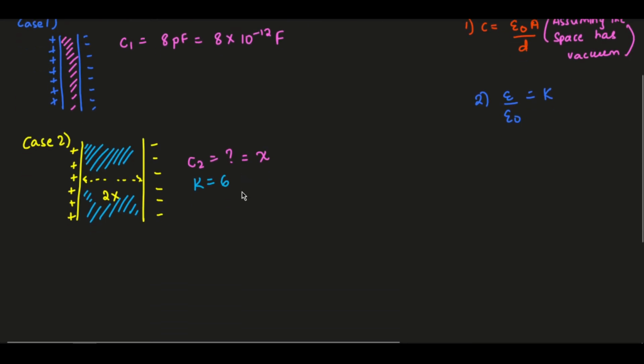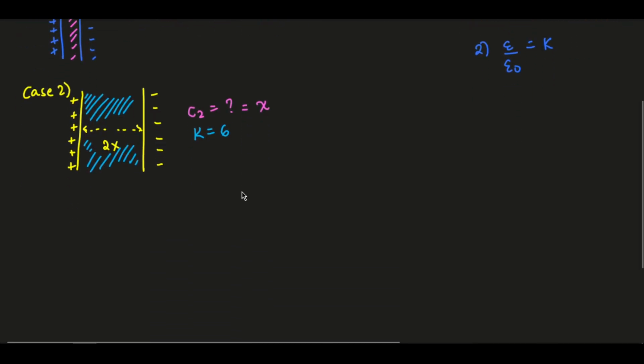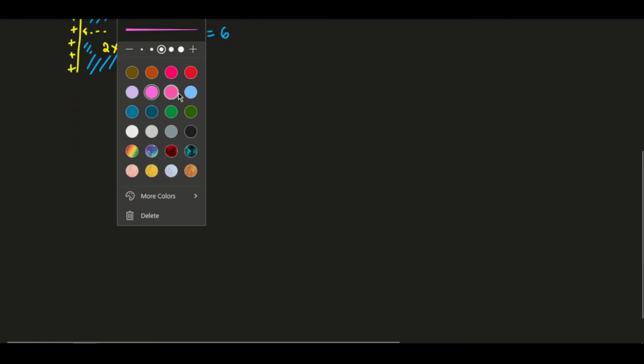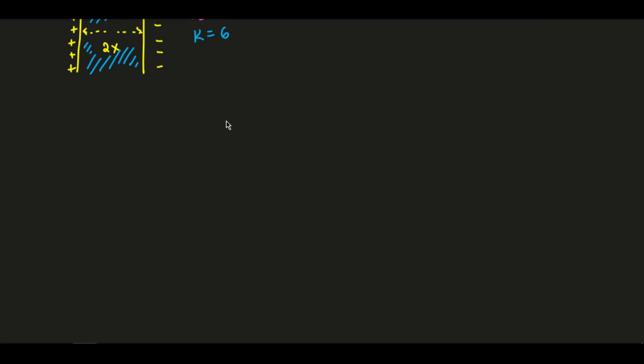Anyway, let's start solving this question. Alright, so we have to compare C1 to C2, which will render us the answer. We know the formula is C equal to epsilon naught A by d. And the only thing that will remain the same here is the area, in the sense that A will remain the same.